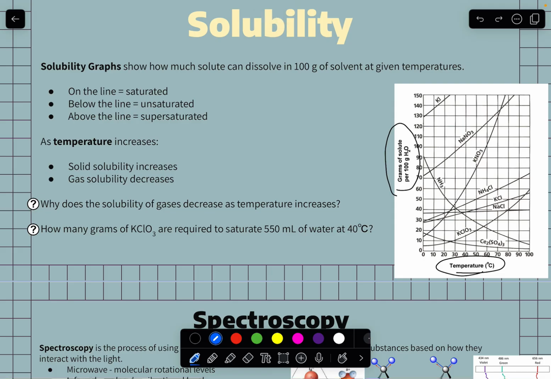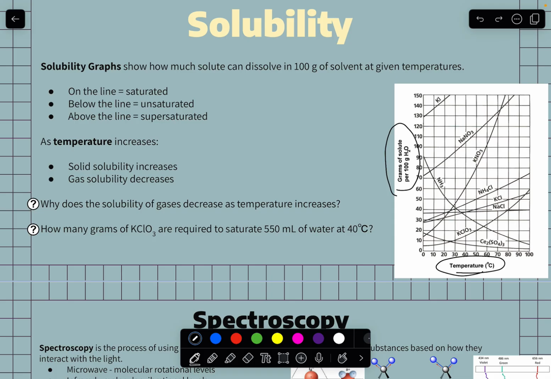Okay. So first question here, why does solubility of gases decrease? Remember, we talked about how the lower the temperature, the slower the gas particles move, so they're able to stay in the solution. If you increase the temperature, the gas particles are moving faster, so they can escape and leave solution.